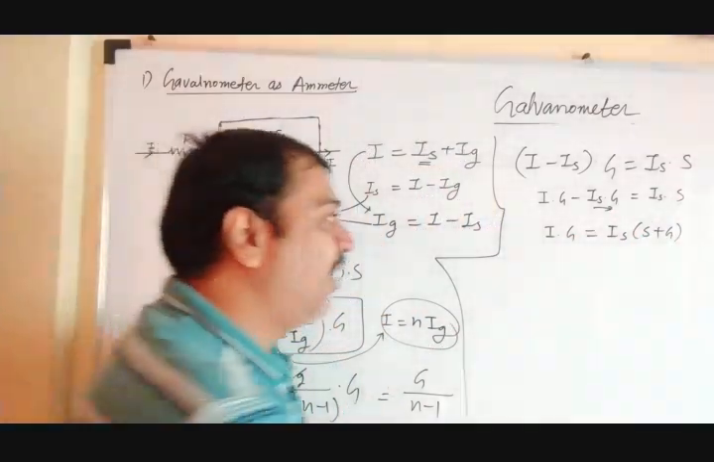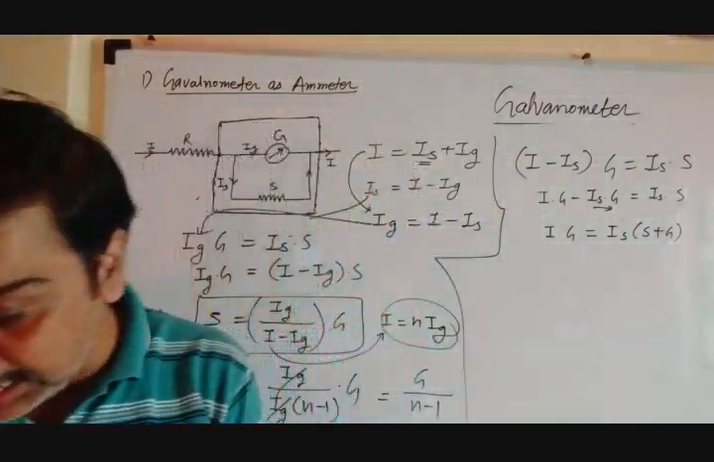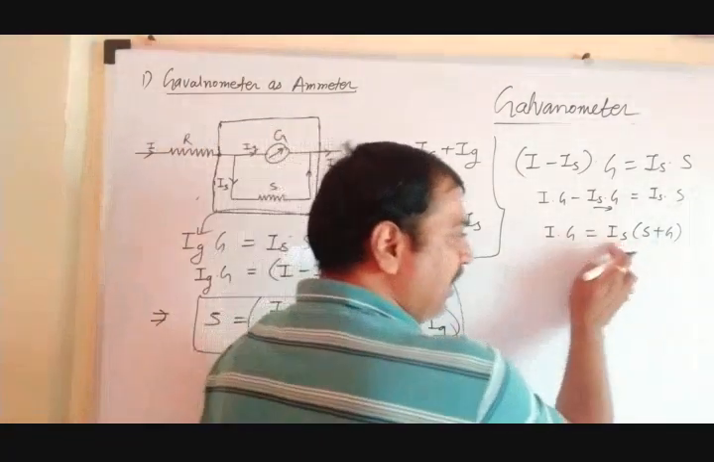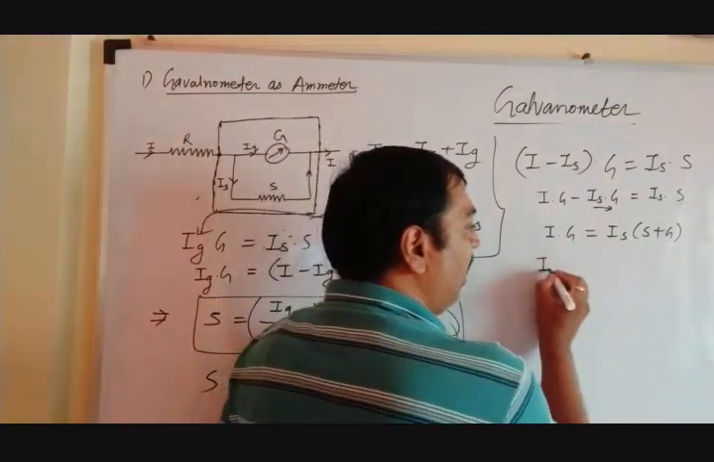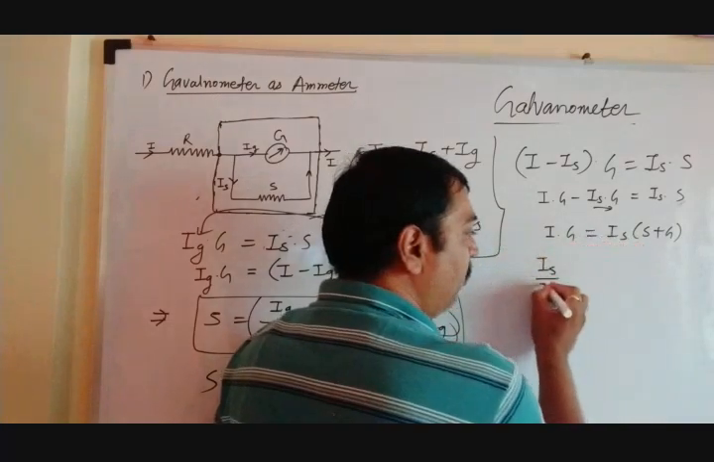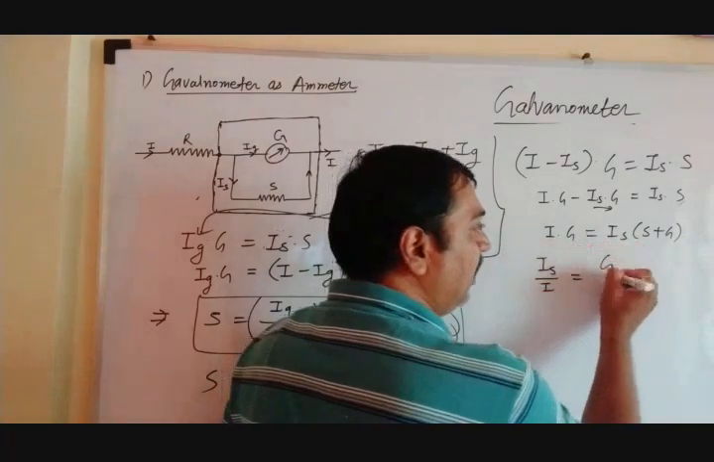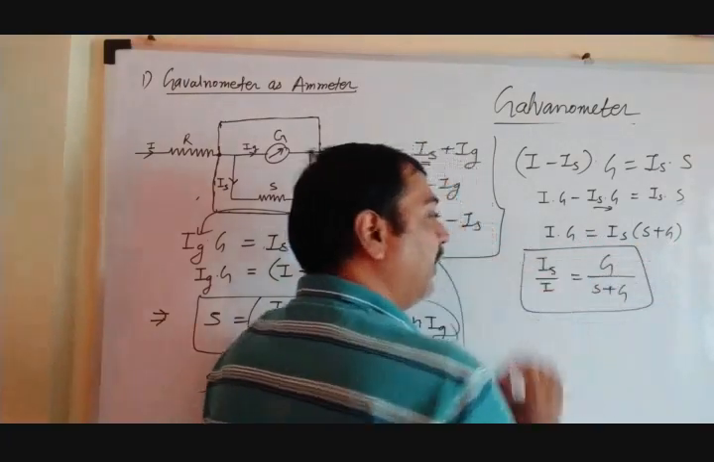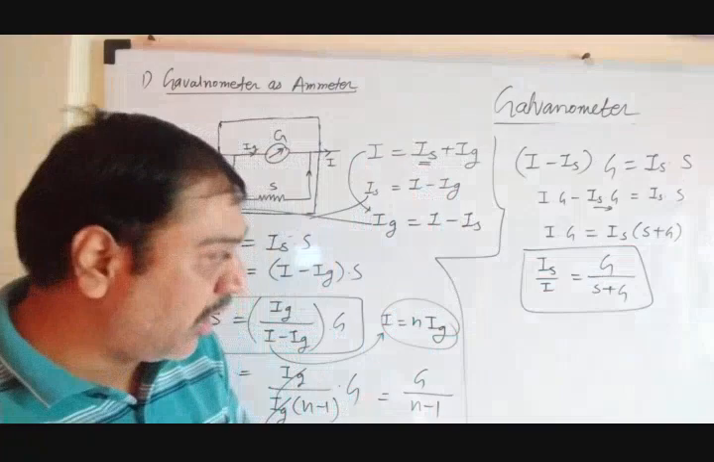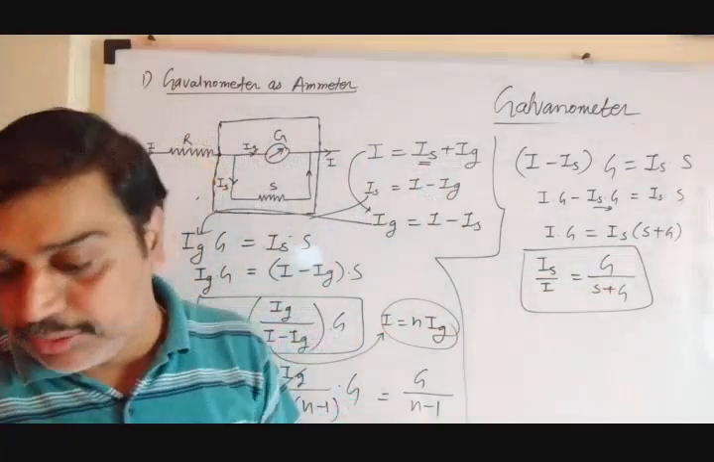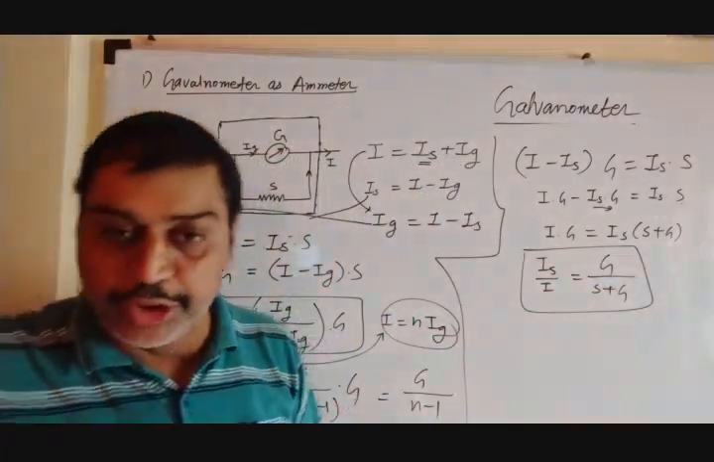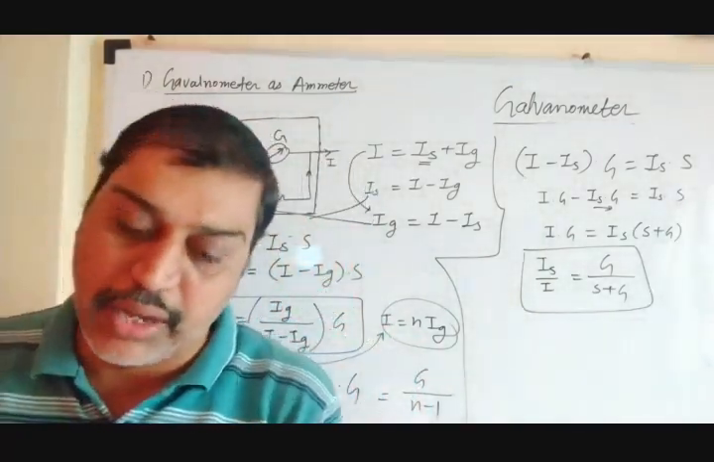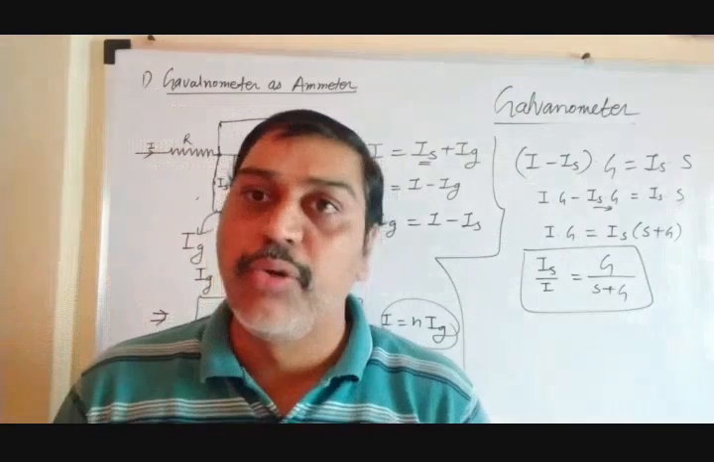Now find out the value of I divided by Is, according to the book, or Is divided by I. So you get here Is divided by I equal to G divided by S plus G. This will give the ratio of the shunt current to the total current, which is equal to G divided by S plus G. So in this fashion, we can convert a galvanometer into an ammeter to measure the current.